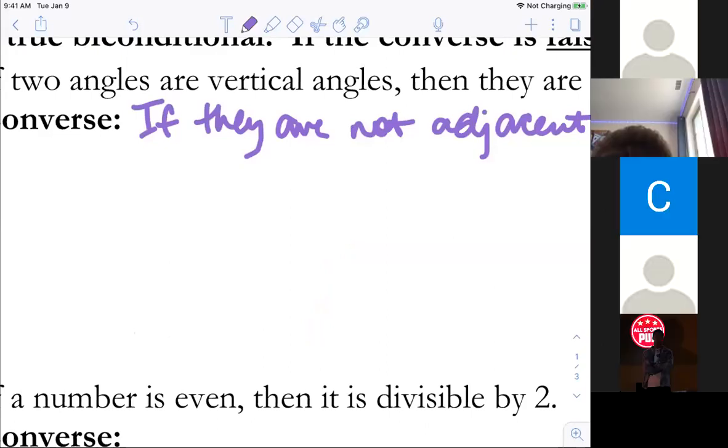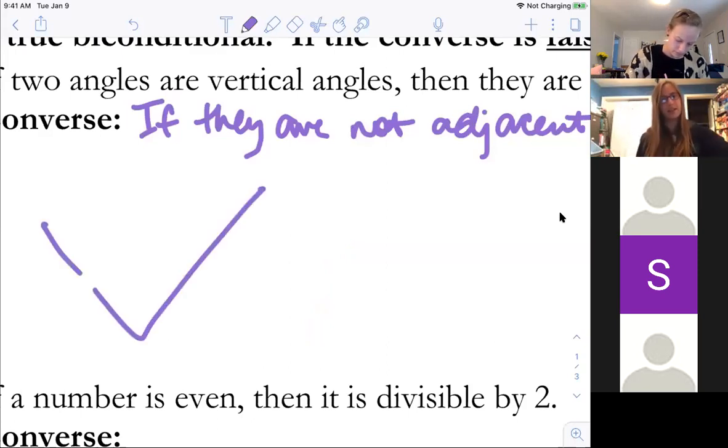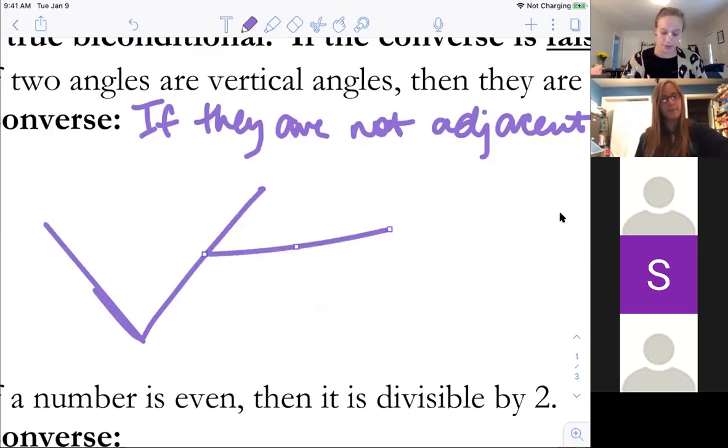Like when we first learned about them, there was one that was like a giant one, and then one that came off of it, but they didn't share the same vertex. Good, like this? Yeah. Good, those are not adjacent, and they're also not vertical. Good, that's an ugly one.